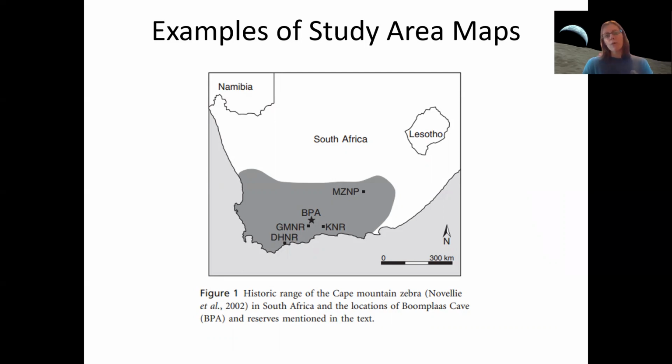So for your study area map, be thinking fairly simply. Really, the question you want to answer is to help somebody looking at your poster orient themselves geographically in space. What is it that we're talking about? Where in the world are we doing this analysis?